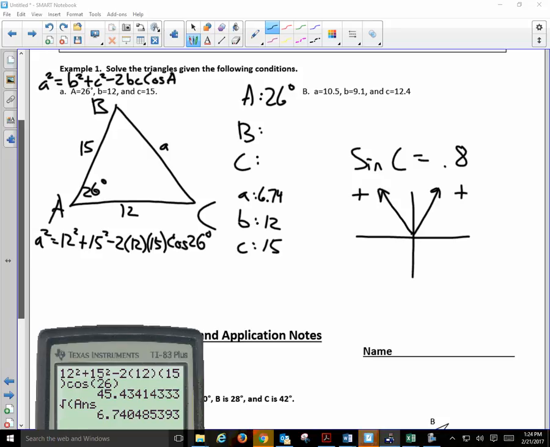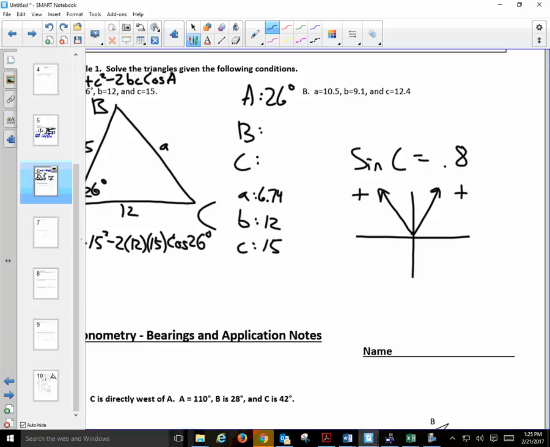Well, which is the one that your calculator is going to give to you? The first one. Your calculator doesn't know to give you the obtuse angle. It has no idea. Because sine is positive in the first and second quadrants. Sine doesn't understand. Your calculator doesn't understand if it's acute or obtuse. So you can't solve for angle C first. You have to solve for the smaller one.